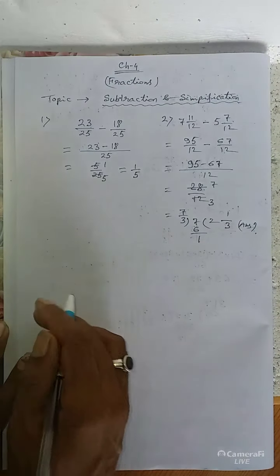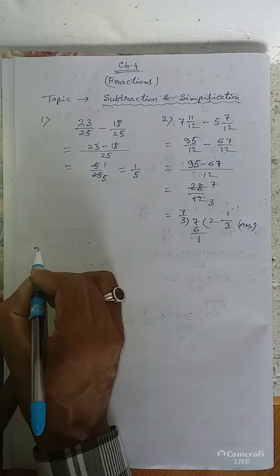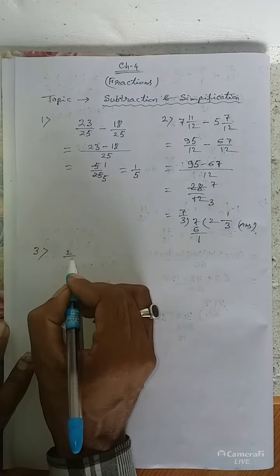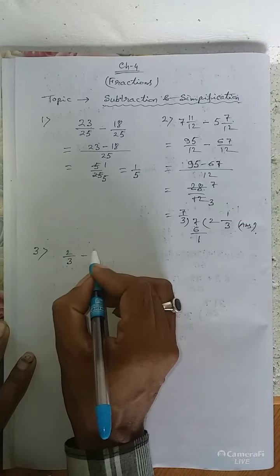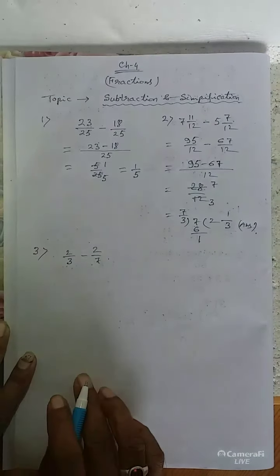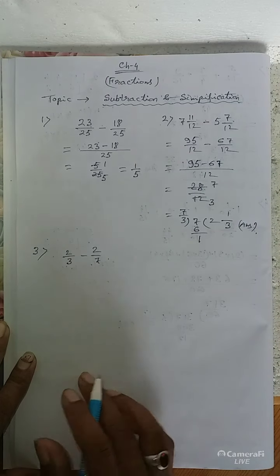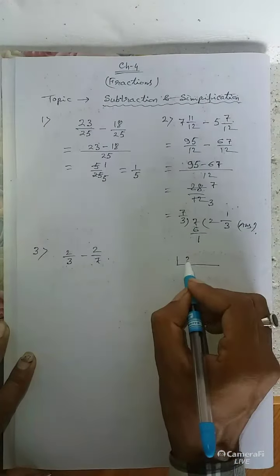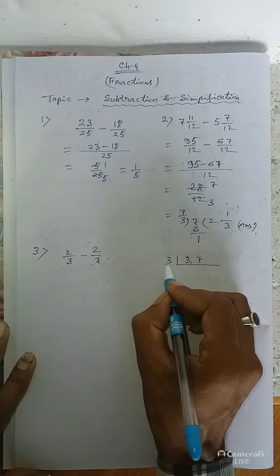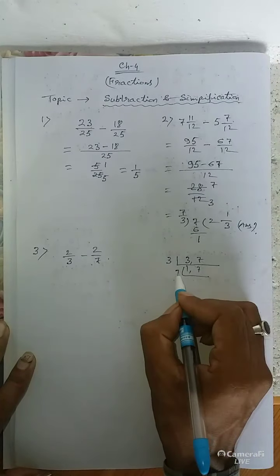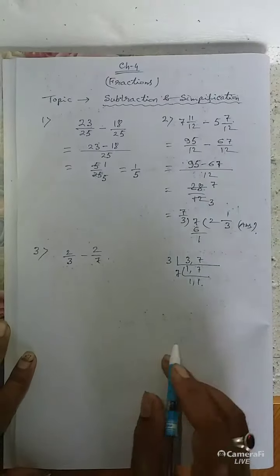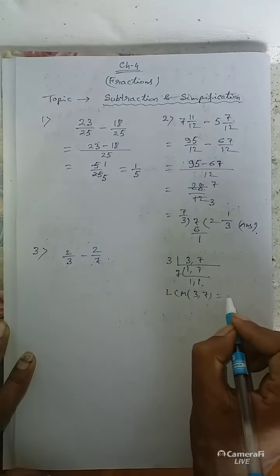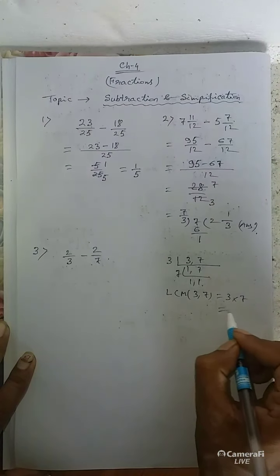Now coming to the subtraction with different denominators. Suppose the fractions are 2 by 3 minus 2 by 7. So here we will first find the LCM of the denominators, 3 and 7. 3 1s are 3, again 7 1s are 7. So the LCM of 3 and 7 becomes 3 into 7, 21.